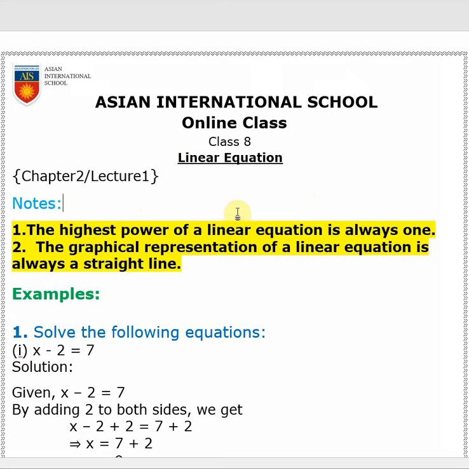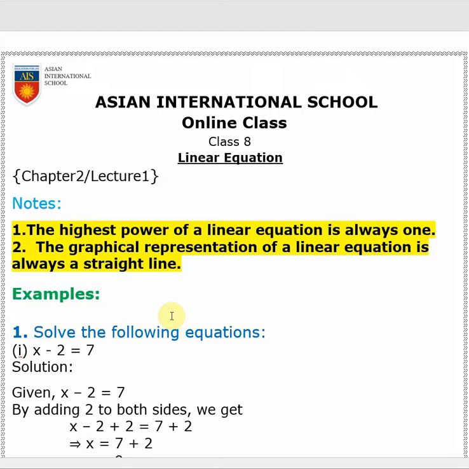In this chapter, before starting the sums, we want to know what a linear equation is. A linear equation is an equation in which the maximum power is 1. That means the power of the variable will be maximum 1, or the highest power of the linear equation will be 1.